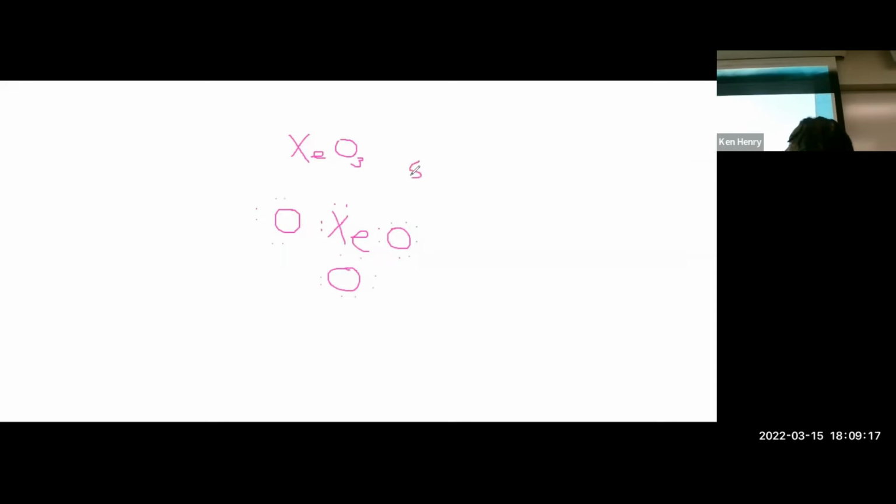So we have 8 plus 6 times 3. 26. Okay. So 26 electrons. So how can I arrange this so that everybody's going to be happy?